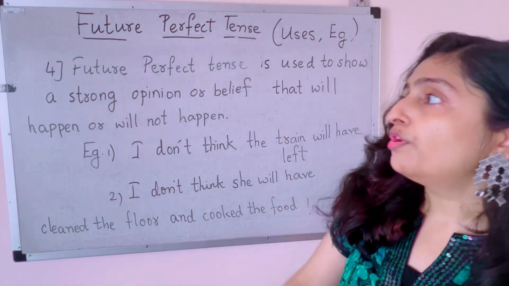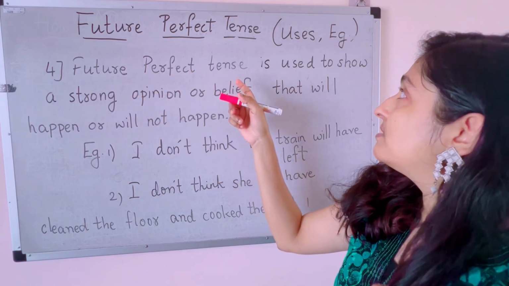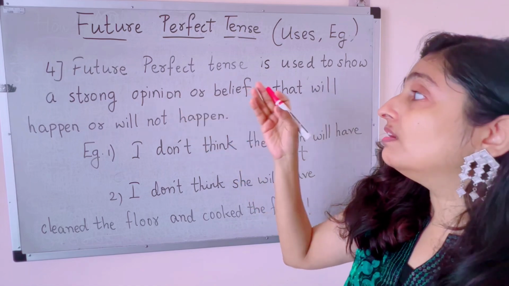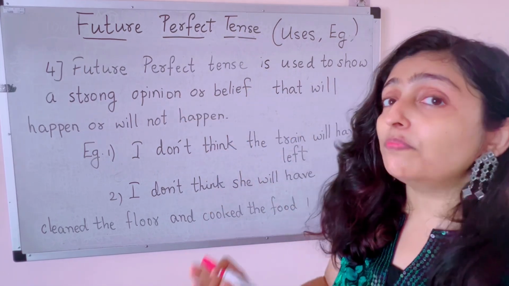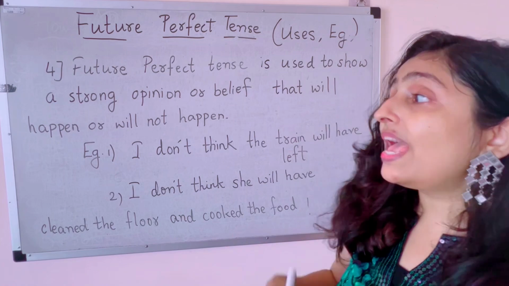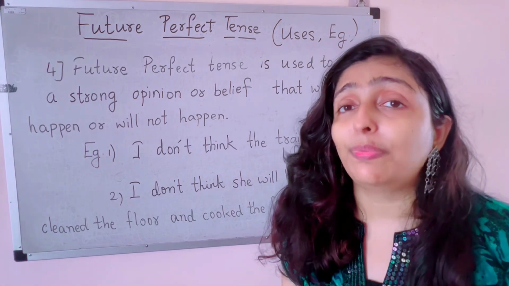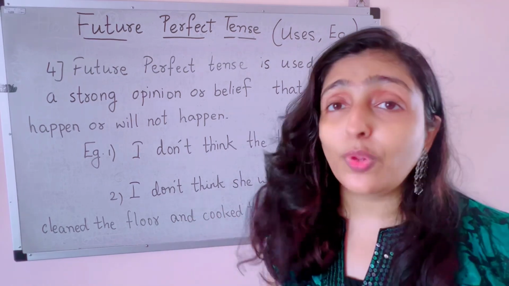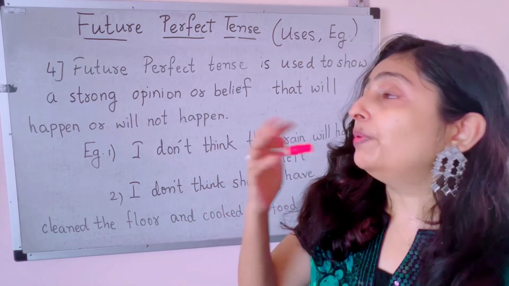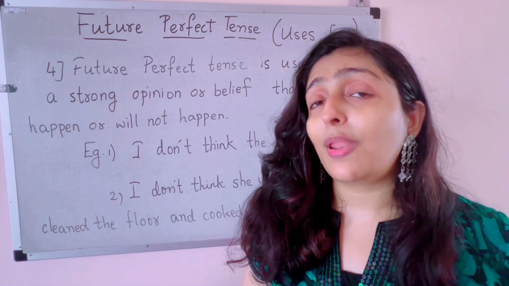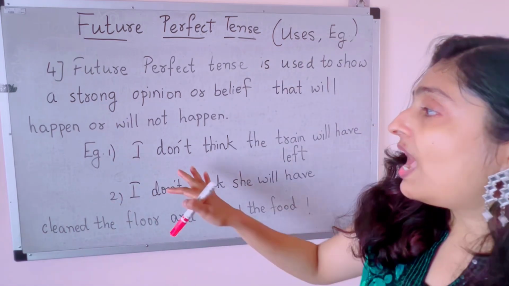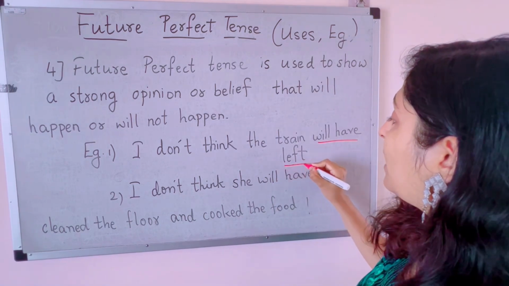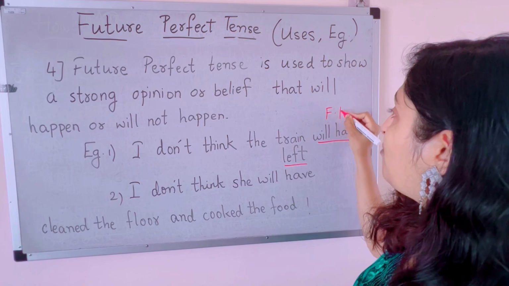Rule number 4: future perfect tense is used to show a strong opinion or belief about something that will happen or will not happen. It's a 50-50 chance. It will happen or it will not happen. Strong opinion or belief implies conviction. I don't think the train will have left. Okay, this is in future perfect tense.